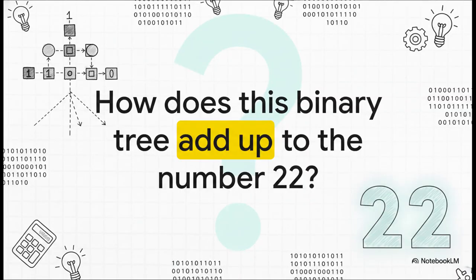So, here's the central mystery. Take a look at this binary tree. It's just full of ones and zeros, right? But somehow, if you add up all the paths from the very top to the very bottom, you get the number 22. I mean, how does that even work? How do you turn a path into a number? Is there some secret formula? Well, that's exactly what we're going to figure out together.